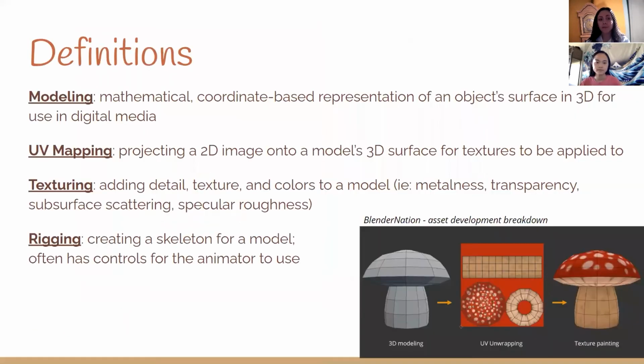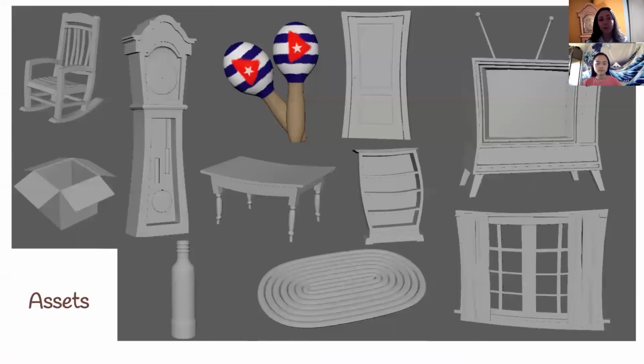Up next, we dive into production. So first we start with modeling everything, which you can see is creating these 3D objects, and then we UV map them, which is basically projecting a 2D image onto the surface. And on that, we can add textures, the colors, metal, shininess. And then we can rig any characters or anything that needs to move by adding a skeleton and joints that the animator can control. Here are the assets that we created.